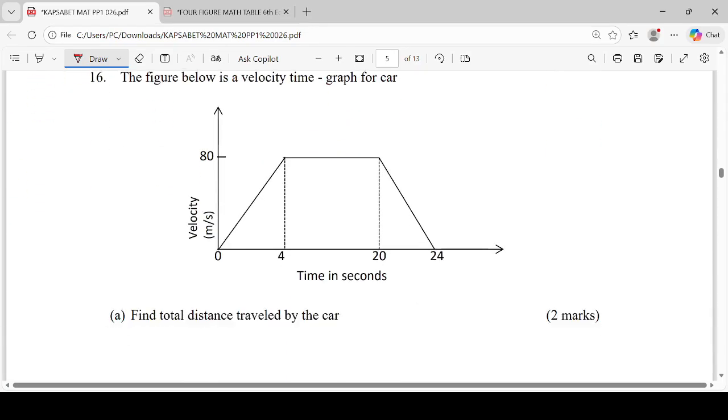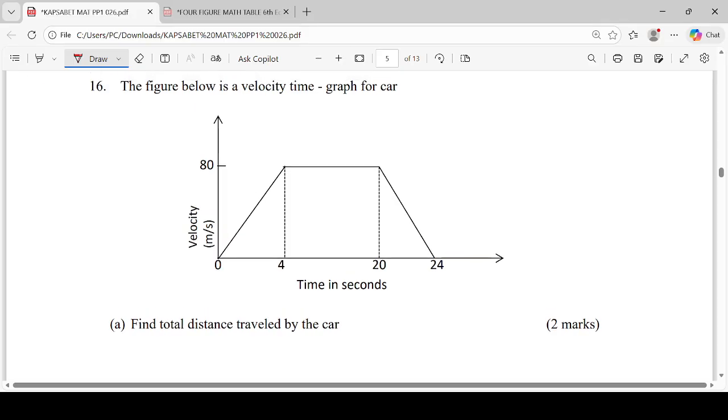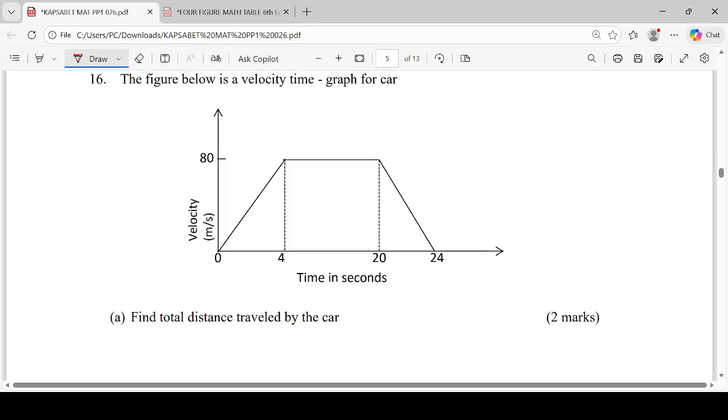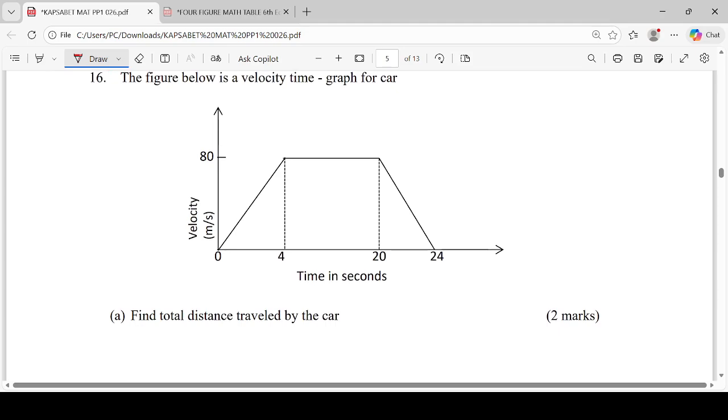Question number 16. I want you to give me an ear, ladies and gentlemen. Hope you are going to give me a listening ear. The figure below is a velocity time graph for a car. You can see. Find the total distance traveled by the car.